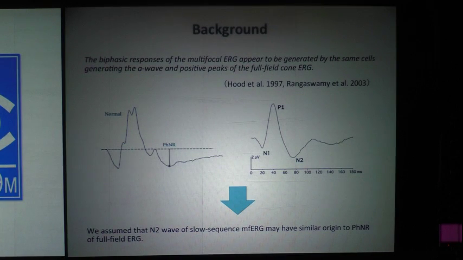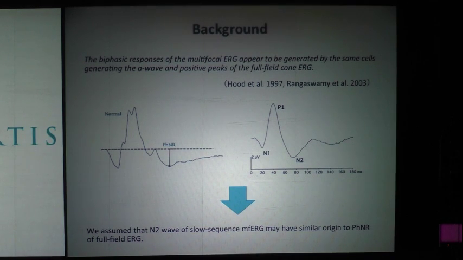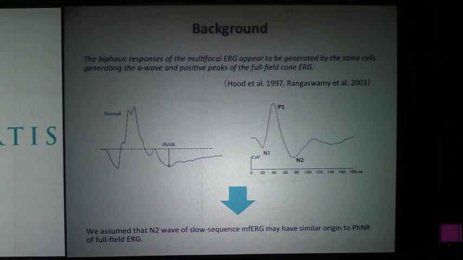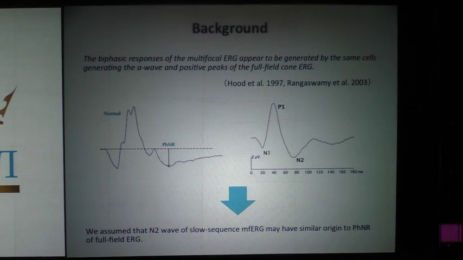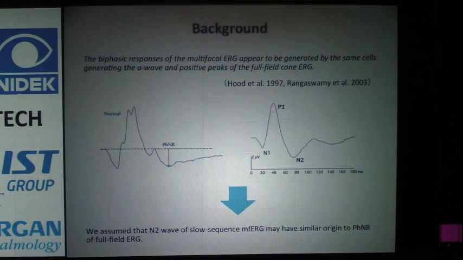It was reported that the biphasic responses of the multifocal ERG appear to be generated by the same cells generating the a-wave and positive peaks of the full-field cone ERG. This means that each waveform of multifocal ERG and full-field cone ERG has similar origins. That's why we assume that the N2 wave of slow sequence multifocal ERG may have a similar origin to the PHNR of full-field ERG.